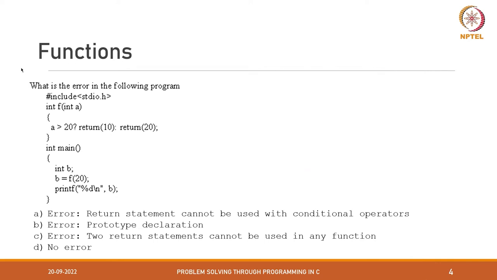So here, what is the error in the following program? We have a function f which takes an integer a and returns some integer, and we have a main function in which we have declared an integer b, and we are calling b is equal to this function f of 20, and we are printing the value of b. So what is the error in this particular program? Can anyone tell that?